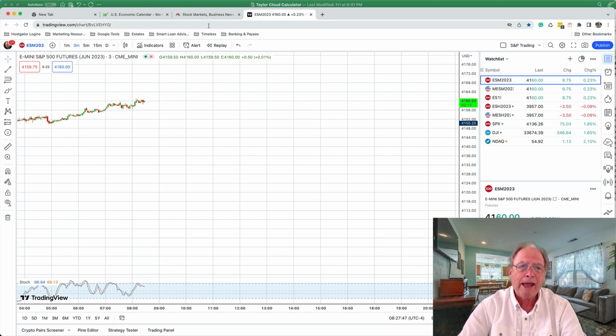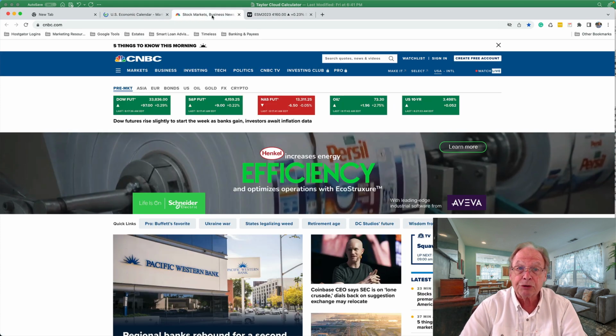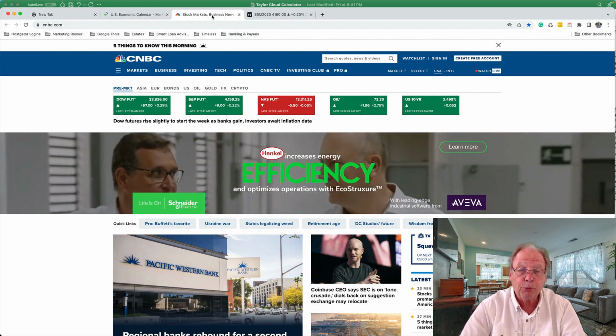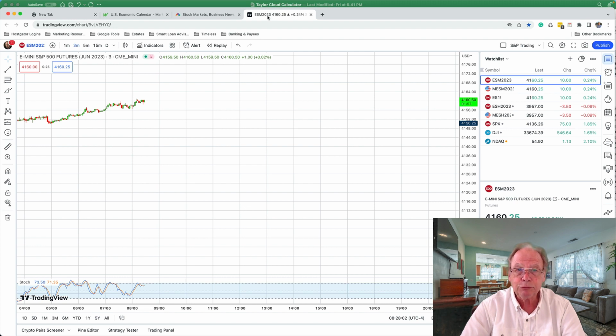Now, first, I have my 3 tabs. Really, I use only 3 tabs in setting up my chart. I have the U.S. economic calendar, Market Watch. I have the stock market morning business report, the news, CNBC. And I have my TradingView chart set up. So let me show you in just under 10 minutes how I do this.